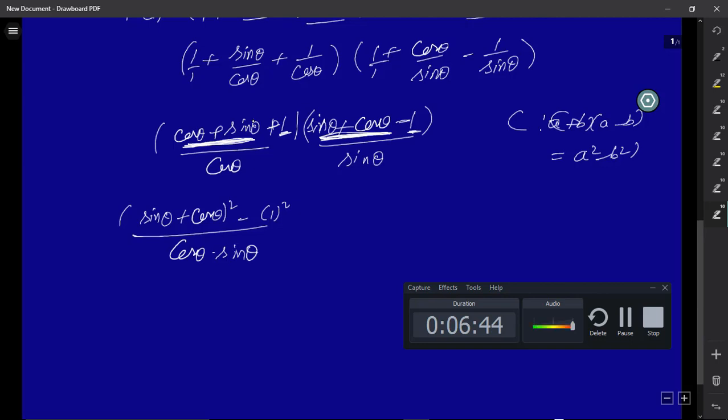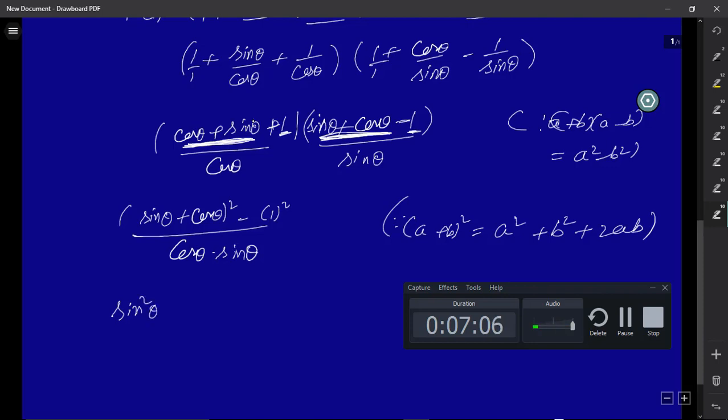Now what is this? This is in the form of (a plus b) whole square. What is (a plus b) whole square? (A plus b) whole square is a square plus b square plus 2ab. So let me expand (sin theta plus cos theta) whole square.